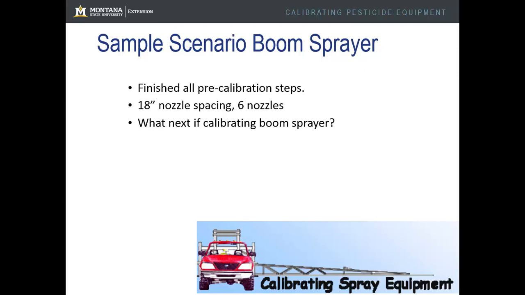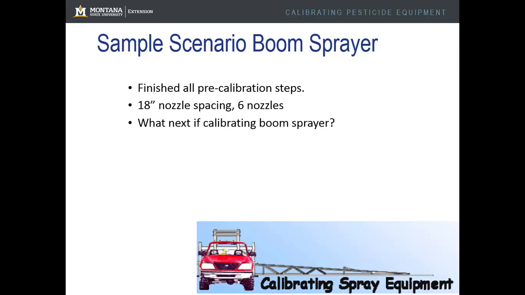In this next example, you finished all pre-calibration steps and wish to begin calibration. You have 18-inch spaced nozzles and 6 nozzles. What should you do next? You can easily use the Mont Guide on page 2 to reference nozzle spacing with the proper course test strip. Pause the video if needed.